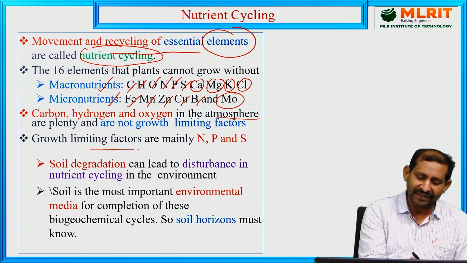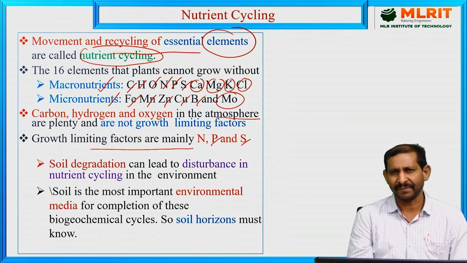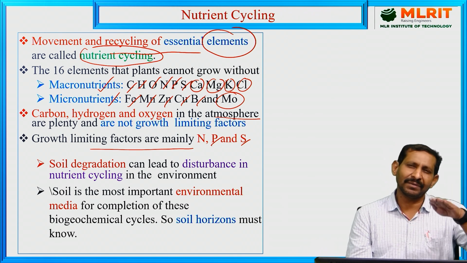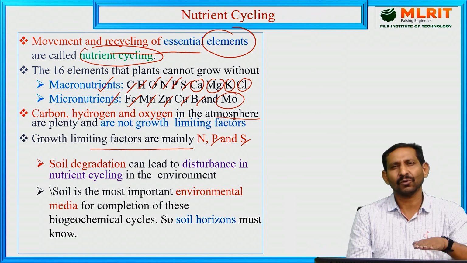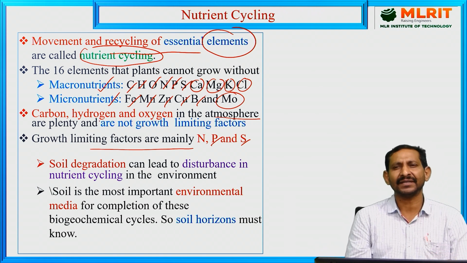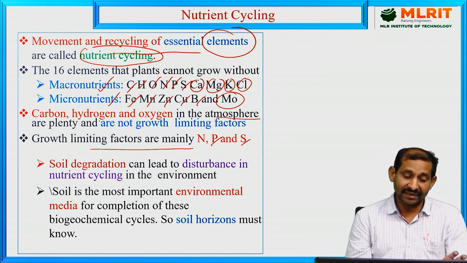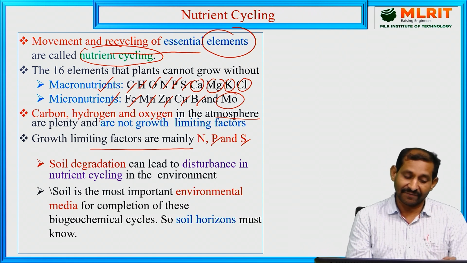But growth limiting factors are mainly nitrogen, phosphorus and sulfur. Because, for example, if there is excess nitrogen, phosphorus, sulfur available in the atmosphere, that will be growth suppressing to the plants and decrease plant growth. But carbon, hydrogen, oxygen, even though plenty are available in the atmosphere, are not growth limiting factors. Nitrogen, phosphorus, and sulfur are the growth limiting factors.